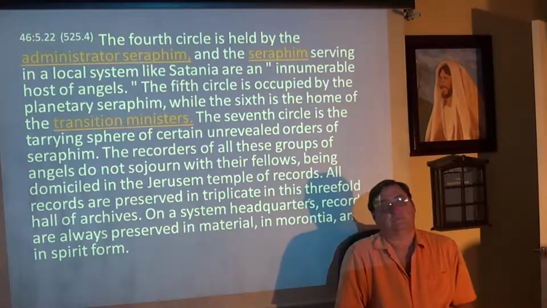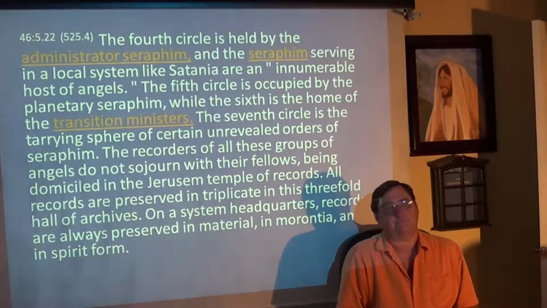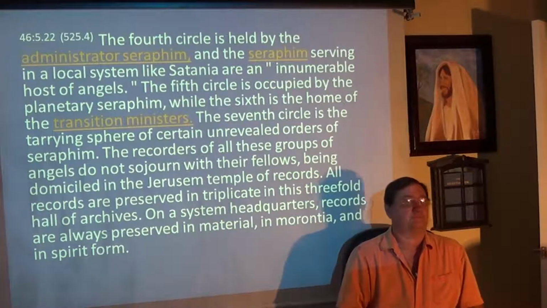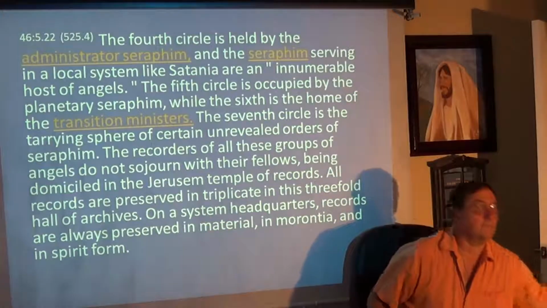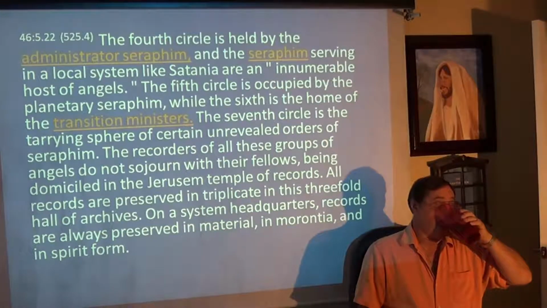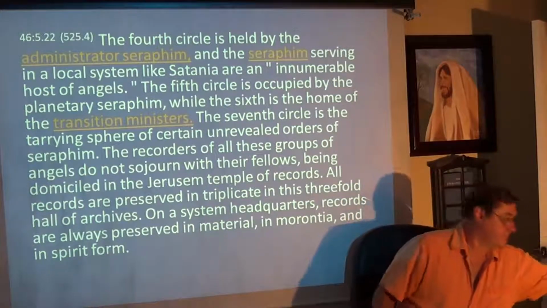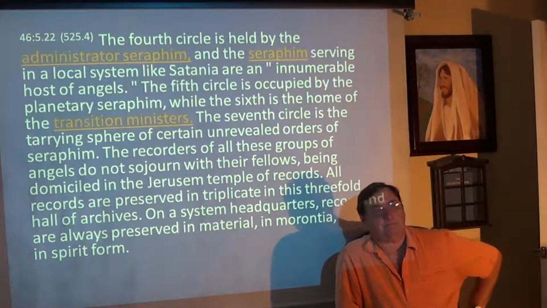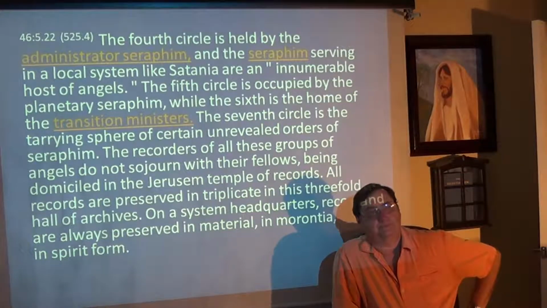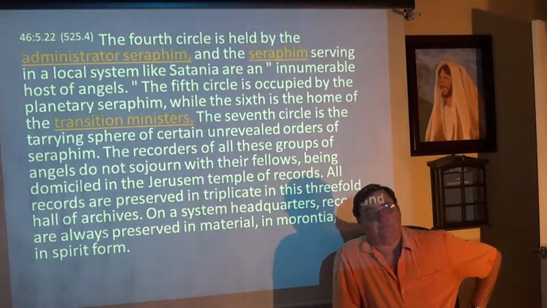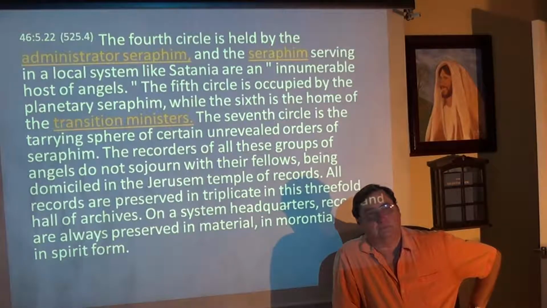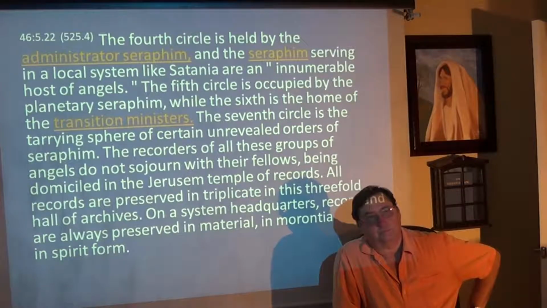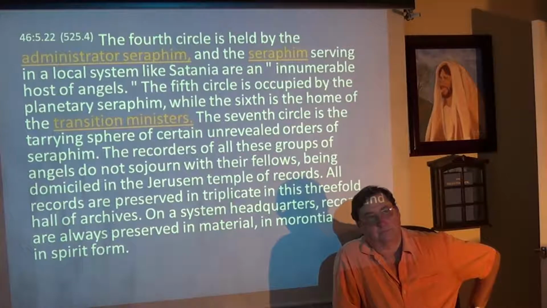Millie? The 4th circle is held by the administrator seraphim, and the seraphim serving in a local system like Satania are an innumerable host of angels. The 5th circle is occupied by the planetary seraphim, while the 6th is home to the transition ministers. The 7th circle is the tarrying sphere of a certain unrevealed order of seraphim. The recorders of all these groups of angels do not sojourn with their fellows, being domiciled in the Jerusalem Temple of Records. All records are preserved in triplicate in this 3-fold hall of archives. On system headquarters, records are always preserved in material, in morontia and in spirit form.